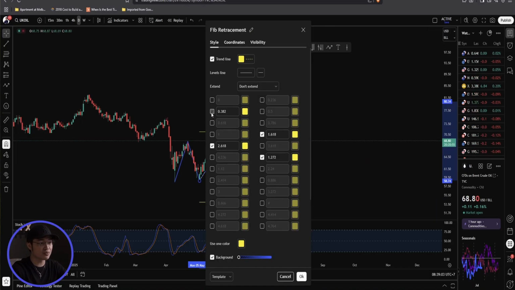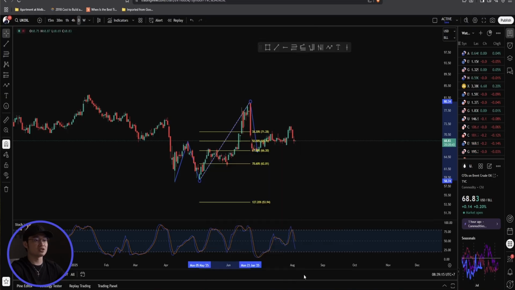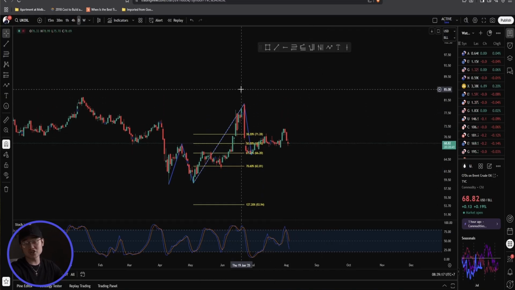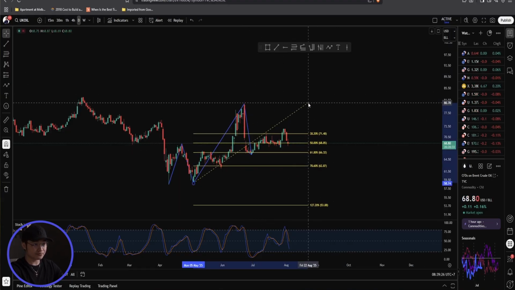For the levels, you have to turn on the 0 point something. This one, 0.382, 0.618, and 0.5. And if you want to turn on the 0.786, you can also use this one. But for Fibonacci, I tend to use the 50% or 61.8% Fibonacci level.